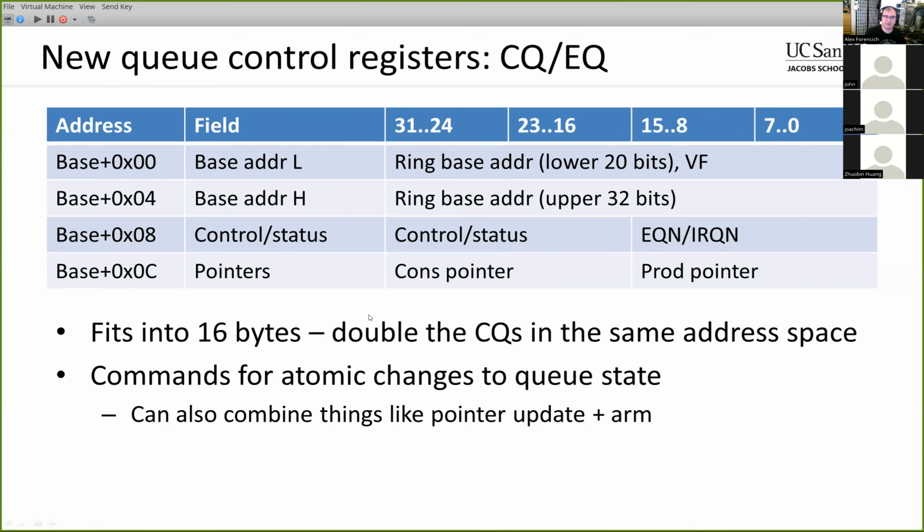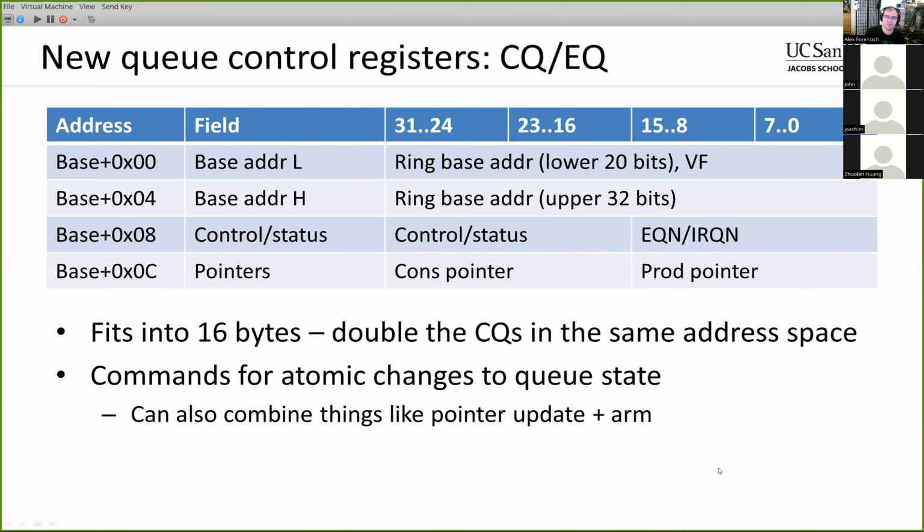So the advantages here, it's 16 bytes, so we can double the number of CQs and EQs in the same register space. And we're also using atomic commands to change the queue state. So with things like updating the pointers, arming and disarming the queue, instead of doing some sort of a read, modify, write operation on the control register, you can just write an encoded command that says arm the queue, and it'll arm the queue. Or you can also do fun stuff like combined pointer update and arm. So the hardware supports that.